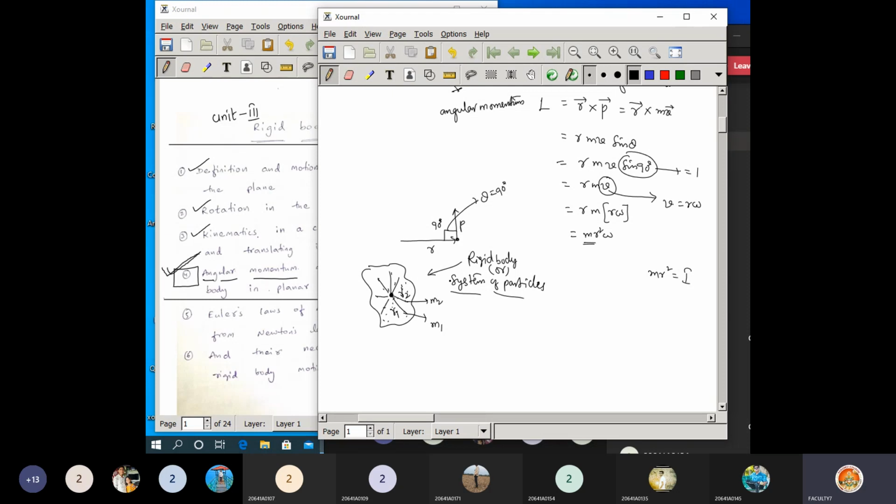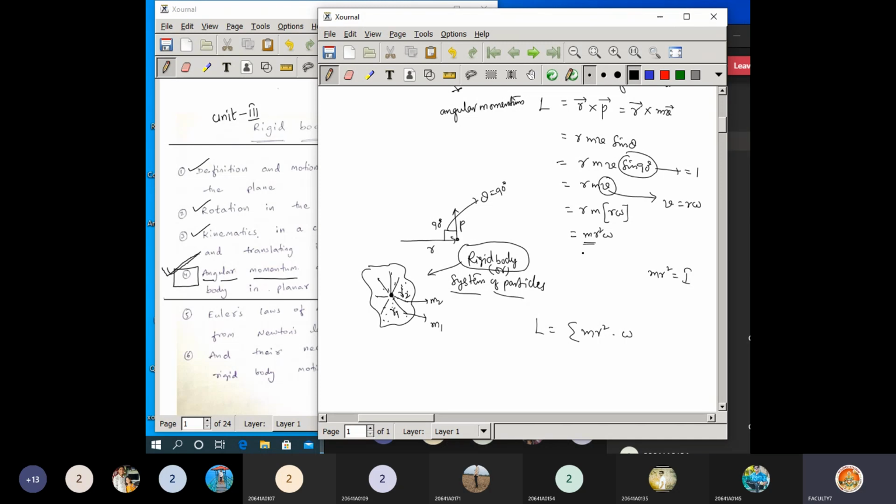There are a number of particles. Now for that one, if you consider the total concept, then what you will write here, L will be equal to the summation of m r square, okay, and here omega. So why are you getting the summation? If you are considering the entire body, you are having a large number of particles.